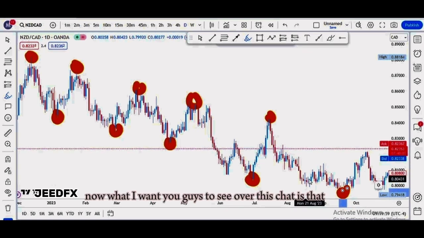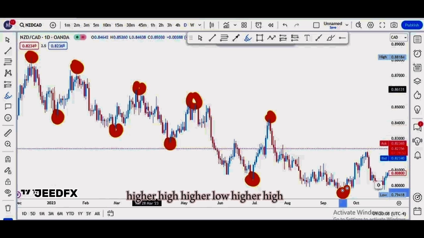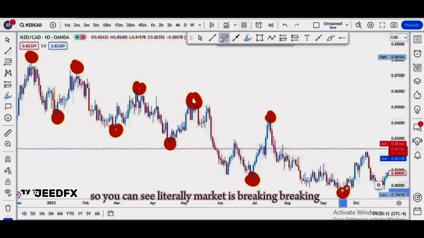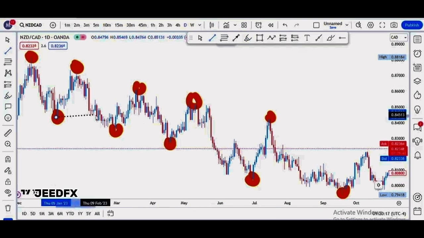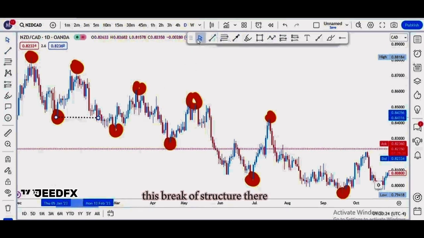What I want you guys to see on this chart is that the market is forming higher highs and higher lows, and you can see it is literally breaking the structure to the downside. Market is basically breaking structure to the downside. This is a break of structure there.